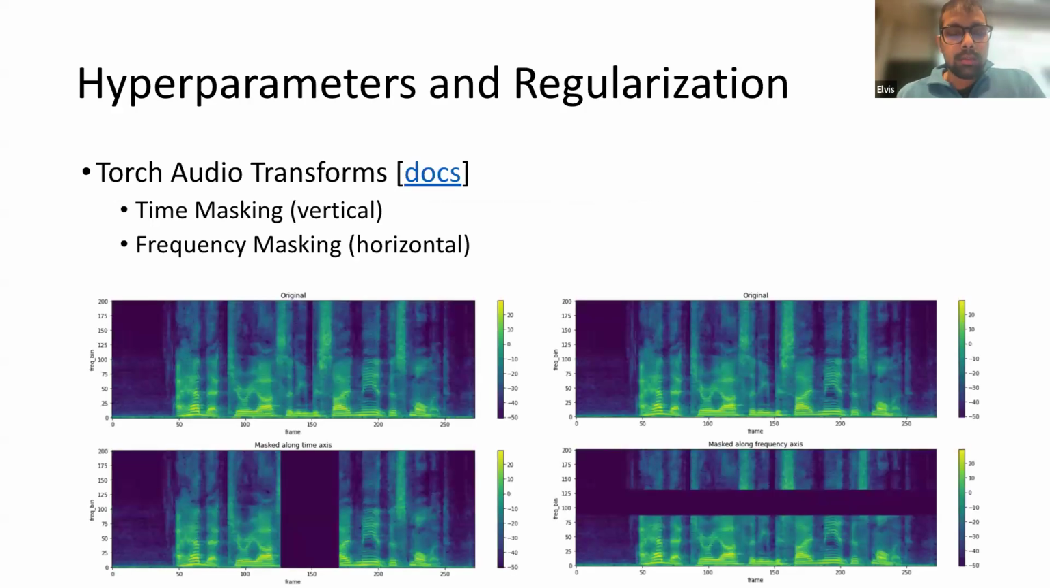And here is a visualization of time masking and frequency masking. The time masking is vertically masking, as you see on the left hand side, bottom of the visualization. And the frequency masking is the horizontal masking in the right hand bottom visualization.